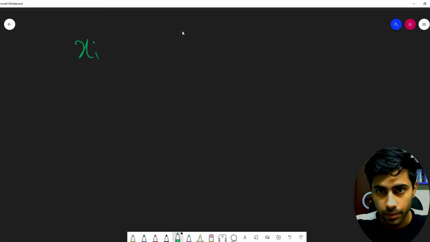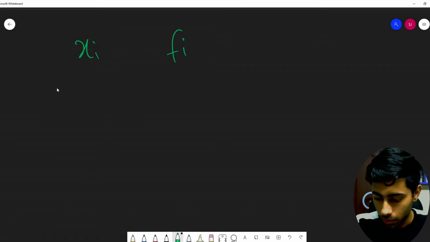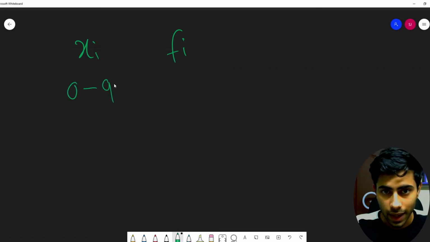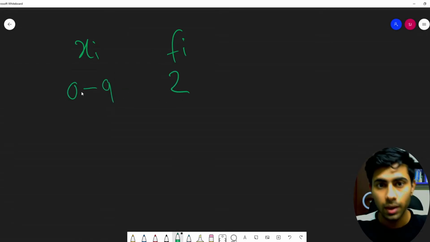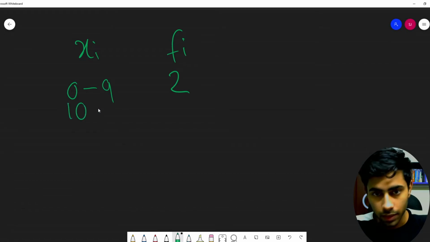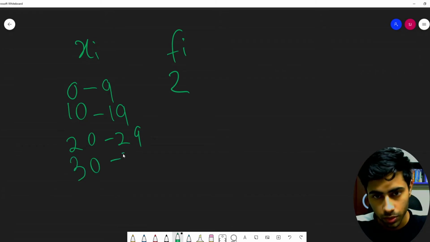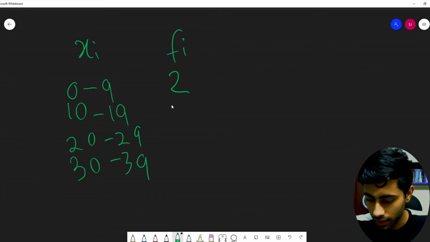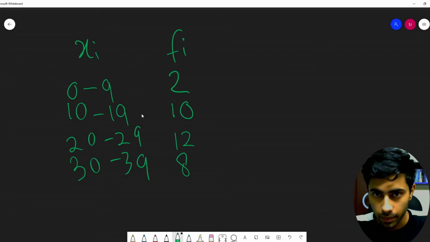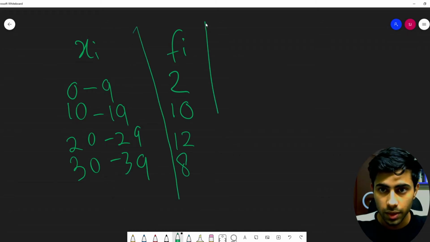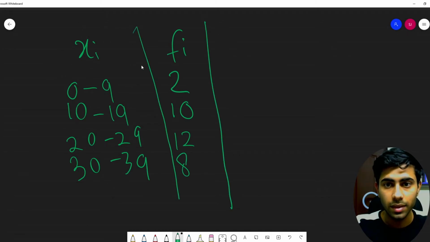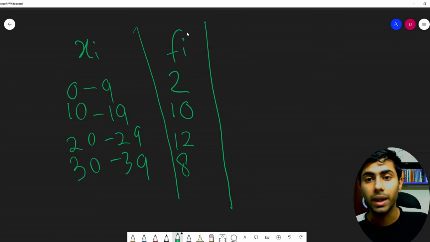This is xi fi. So my first class interval is 0 to 9 and the respective frequency is 2. My second class interval is 10 up to 19. Then I have 20 up to 29. Then I have 30 up to 39. And the frequency is 10, 12, 8. So this is my xi column, this is my fi column. Now I have to find the mean of this table.